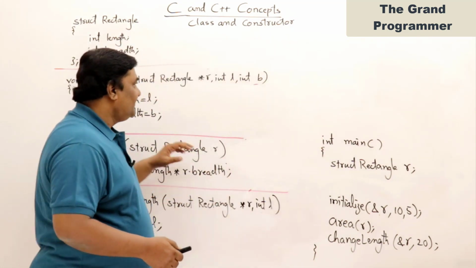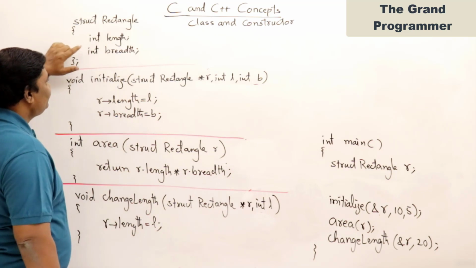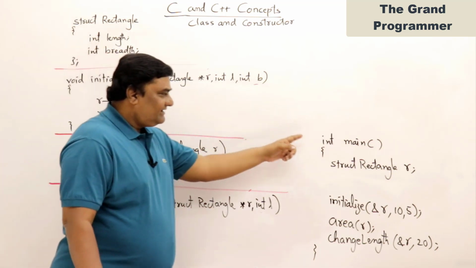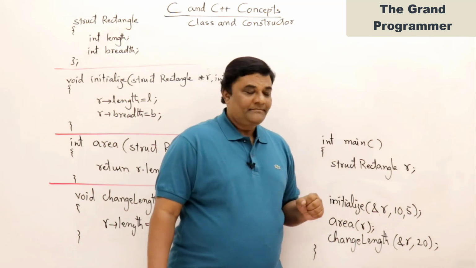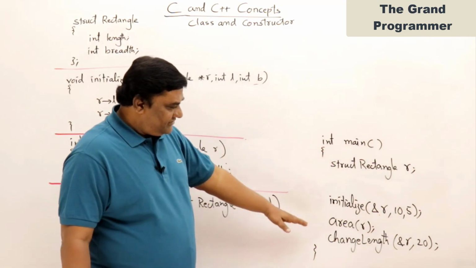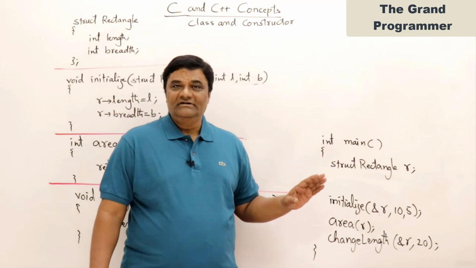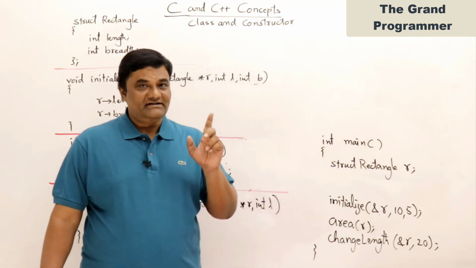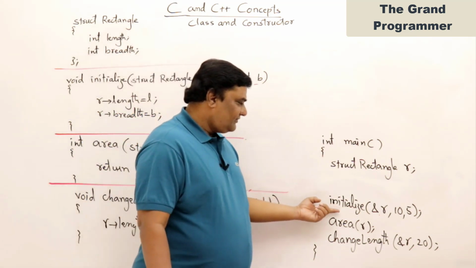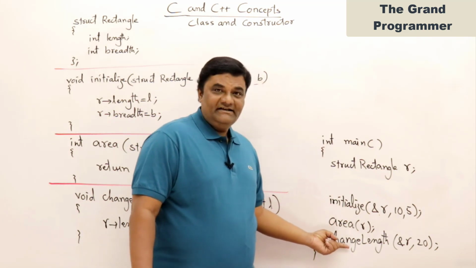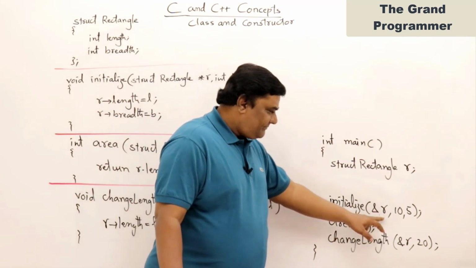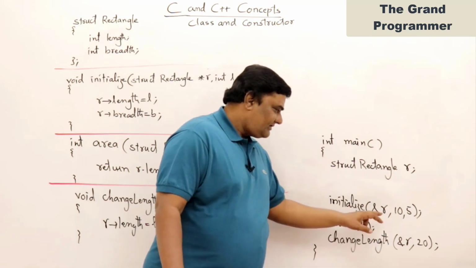See, here I have a structure called a rectangle. This is having length and breadth, and inside the main function I am creating or declaring a variable of type rectangle. And then inside the main function, if you see, there is no processing involved, there are no operations, just function calls are there. So the function call is for initializing a rectangle and finding the area of a rectangle and changing its length. And in all these functions, I am passing rectangle as a parameter, right?